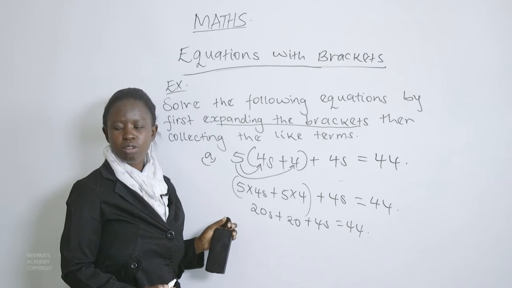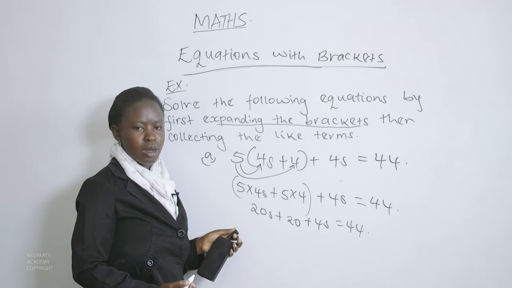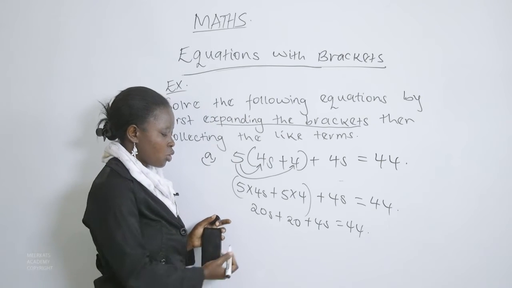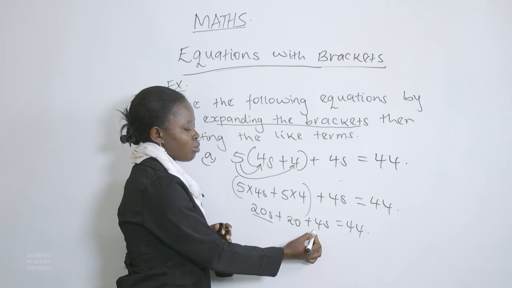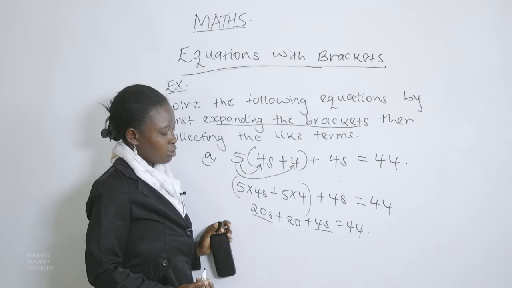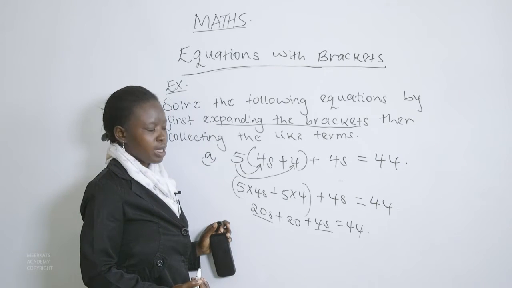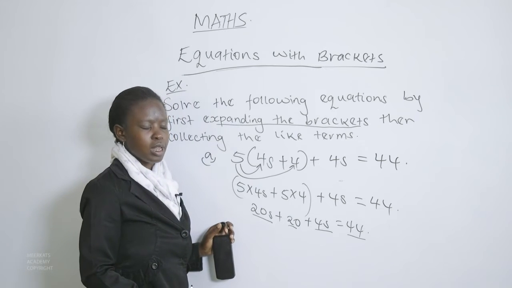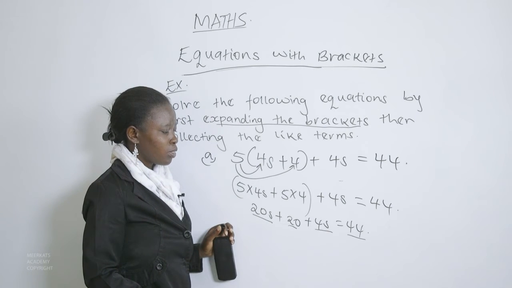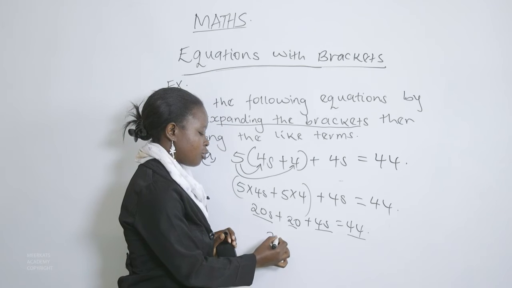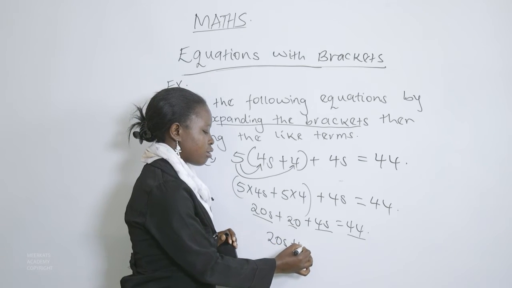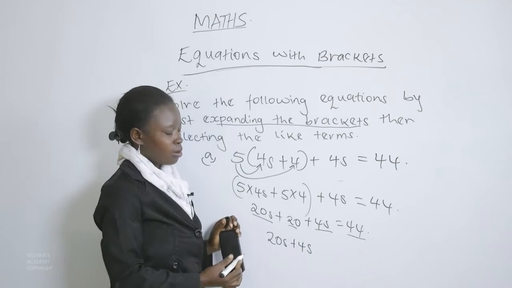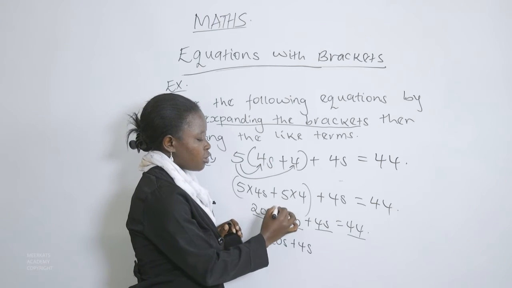Collecting the like terms, we identify what are our like terms in this given equation. We have 20s and 4s, then 20 and 44 are also like terms. So when we are collecting the like terms, we will have 20s plus 4s, then this is plus 20.